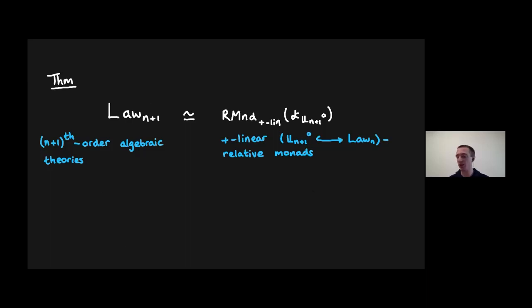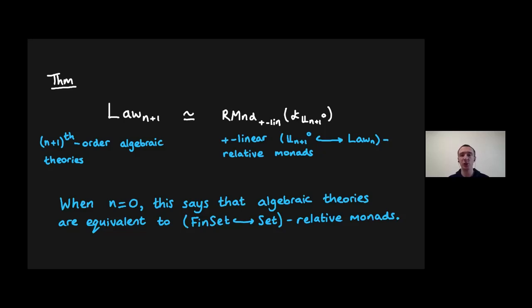And now we have this theorem that says that n+1th order algebraic theories are equivalent to relative monads along this Yoneda embedding. And so this is the functor we were considering on the previous slide. And when n equals 0, this says exactly that algebraic theories are equivalent to relative monads for J equal to the inclusion of finite sets into all sets. And this is sort of a folklore result that's slightly less well known than the monad result.